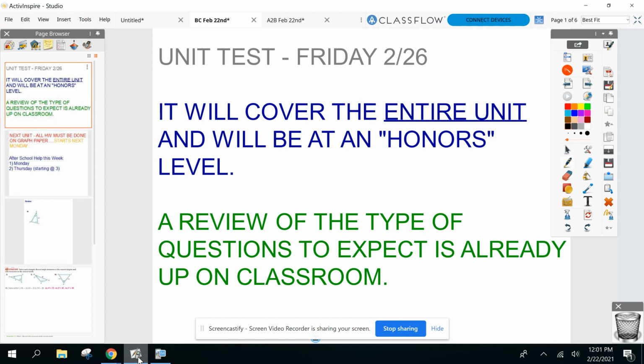It is a unit test. It will cover all of Unit 8, starting from Hills and Sass on. As you can see, I wrote this up here not to scare you, but to get you mentally ready. This is going to be an honors level test. So even if you did well on quiz 1 and quiz 2, great job, but it doesn't mean squat.